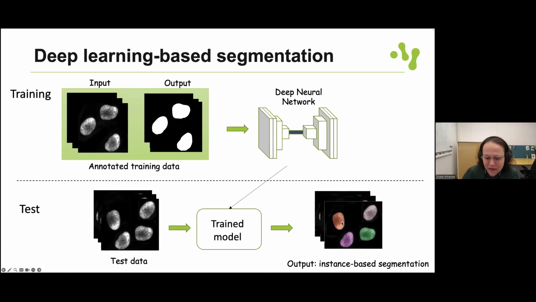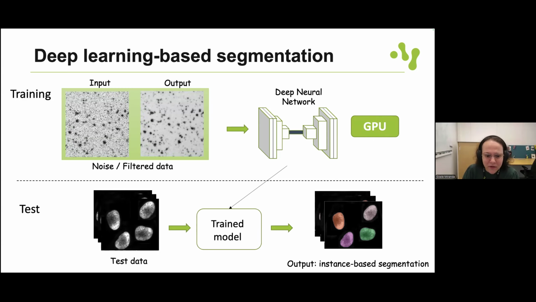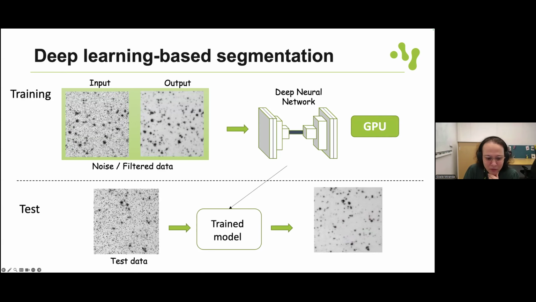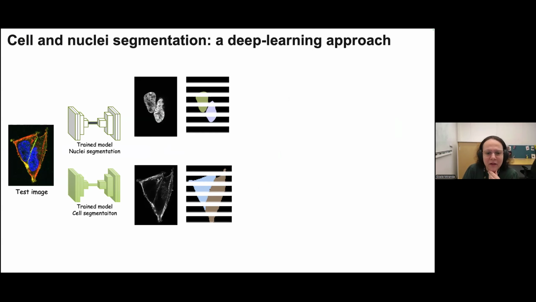But this requires GPU, so it's computation hungry. And you can do this not only for segmentation, you can think about other tasks like denoising. Now our training pair for denoising is the noisy image and the denoised output. And then for new test data, you're able to apply the model and obtain a denoised image. So now in our pipeline where we got stuck, we could try other methods.